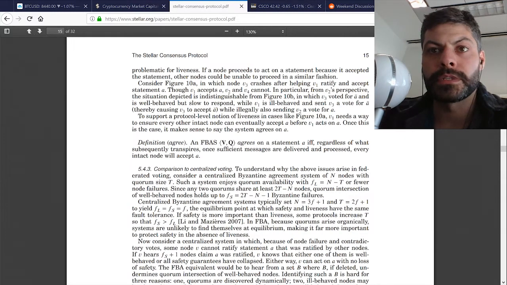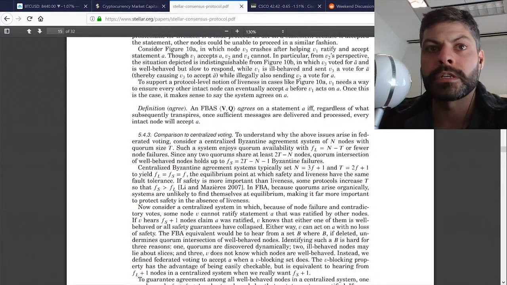Centralized Byzantine agreement systems typically set n equals 3f plus 1 and T equals 2f plus 1 to yield FL equals FS equals f, the equilibrium point at which safety and liveness have the same fault tolerance. If safety is more important than liveness, some protocols increase T so that FS is larger than FL. In FBA, because quorums arise organically, systems are unlikely to find themselves at equilibrium, making it far more important to protect safety in the absence of liveness.